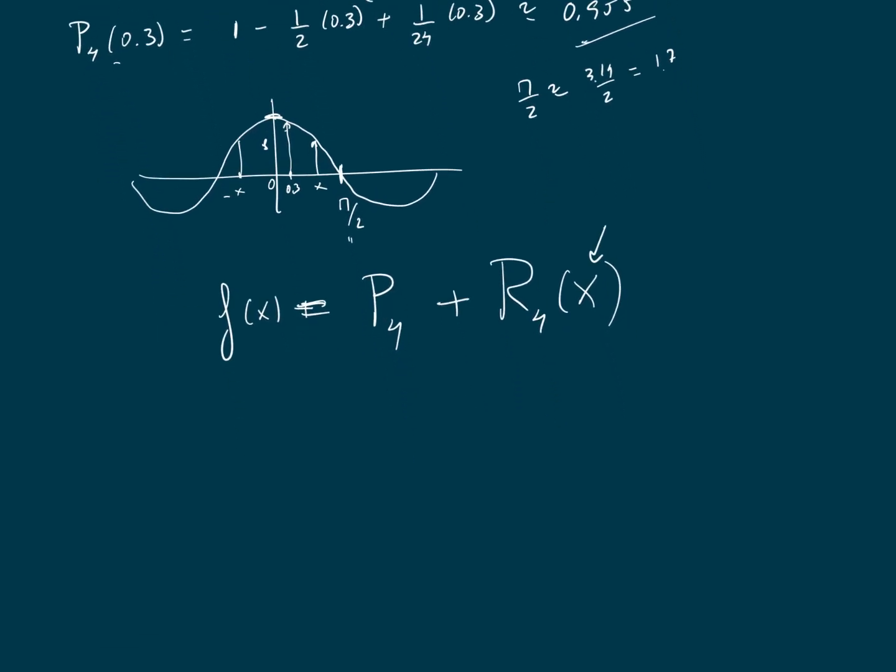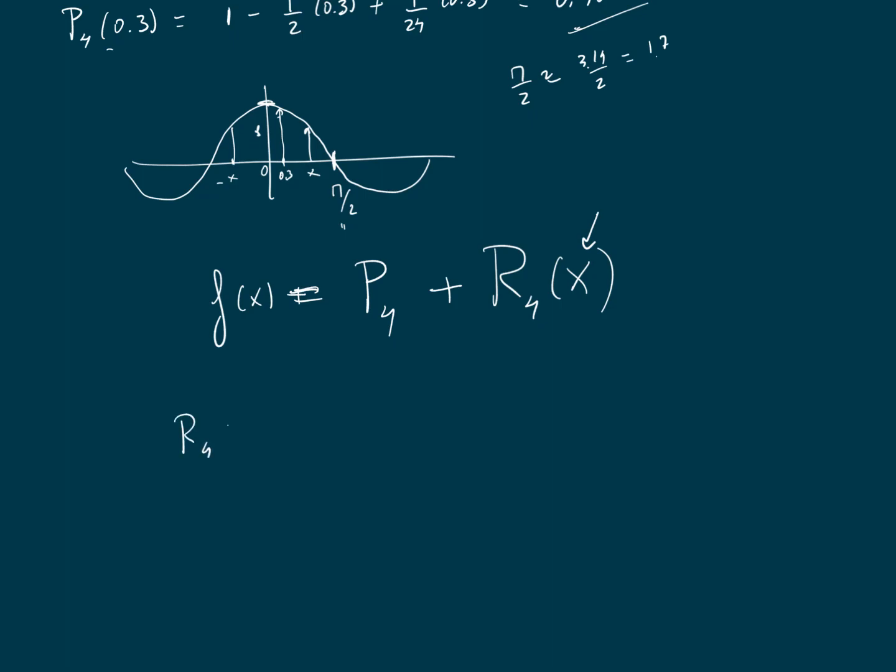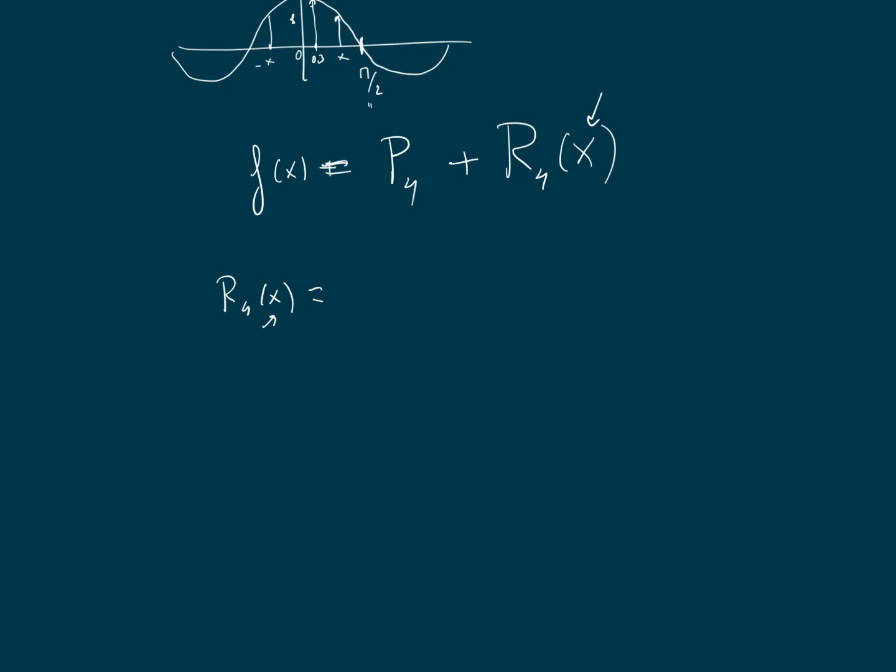So what does the theorem say? The theorem says that R4 of x, the error at the point 0.3, is, I know that it is a scary equation, but not so scary. It says the error R4 of the point 0.3, that will exist when this function equals the polynomial plus the error, will be this scary equation. It will be 1 divided by n plus 1 factorial.